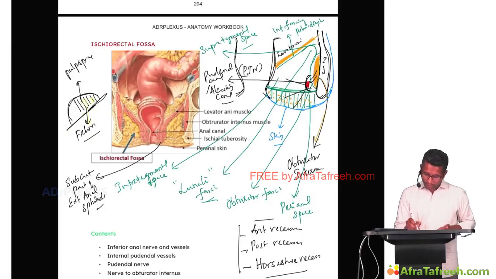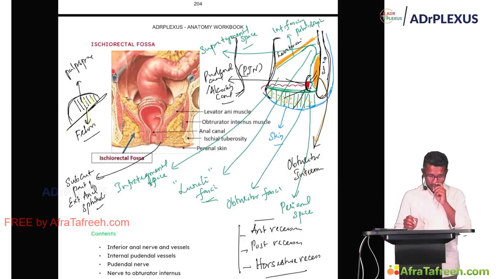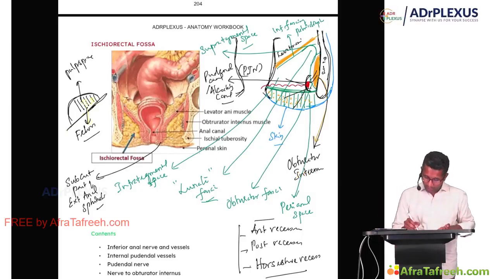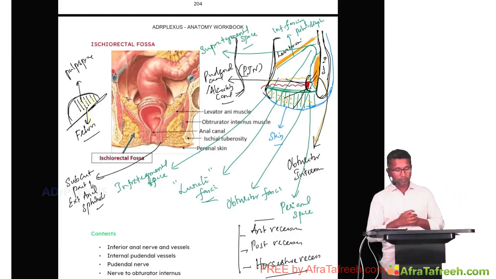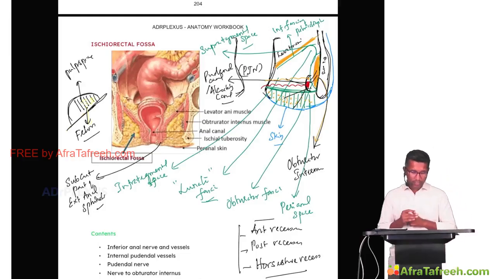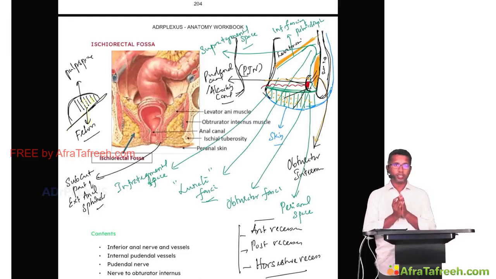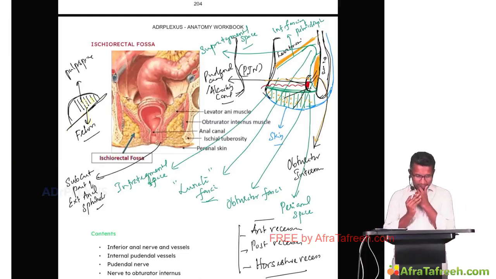So the internal pudendal artery supplies a branch to the lower part of the anal canal, that is called the inferior rectal artery, and in a similar way the pudendal nerve will supply a nerve to the anal canal here. That nerve will be the inferior rectal nerve. So these are all the important things to be noted in this region, okay.